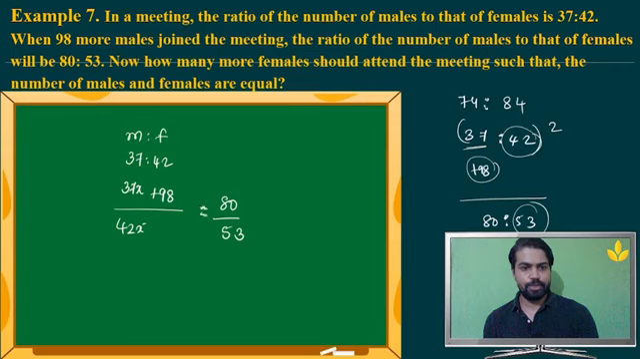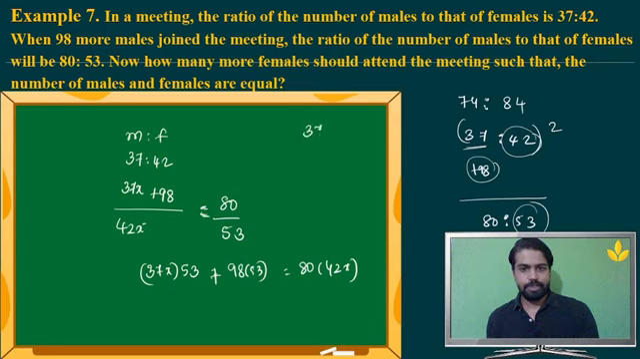So it is better to solve this way only. So let us multiply 37x into 53 is equal to 98 into 53 plus is equal to 80 into 42x. So I'll just bring the 14x separately. So what I'm going to do is I'm going to multiply this value, and I'll be giving x on the other side. So I don't know which is bigger now.